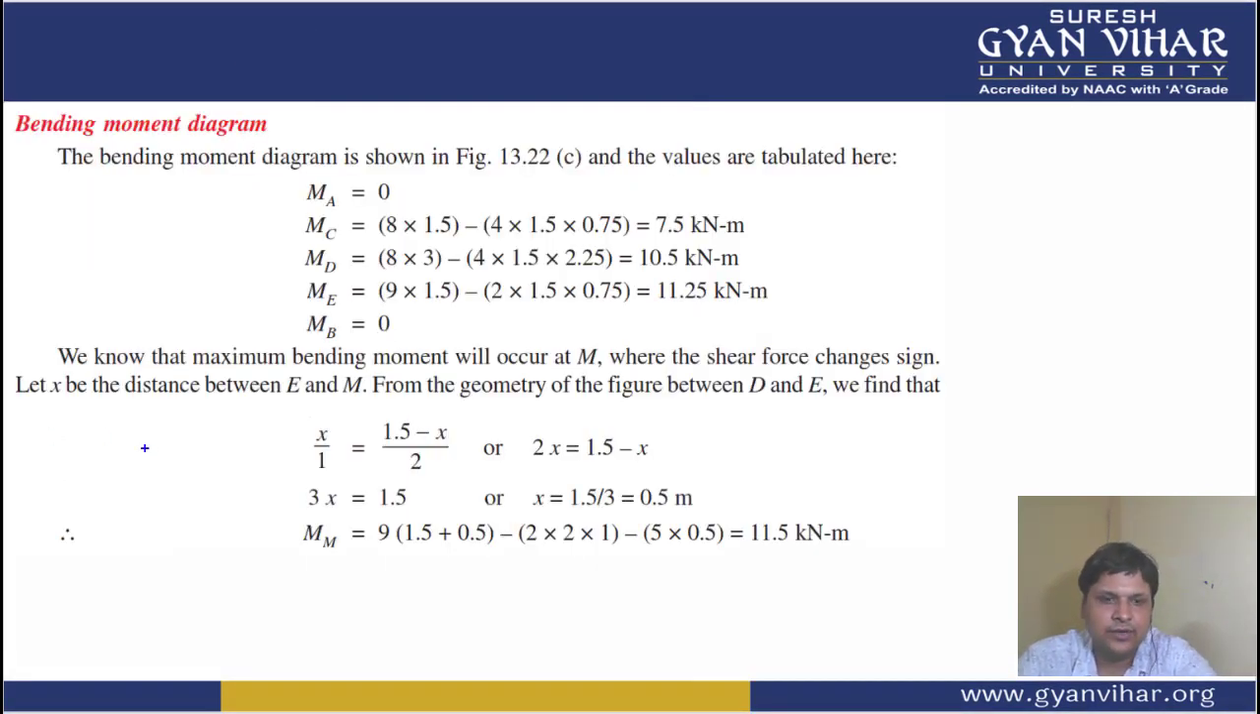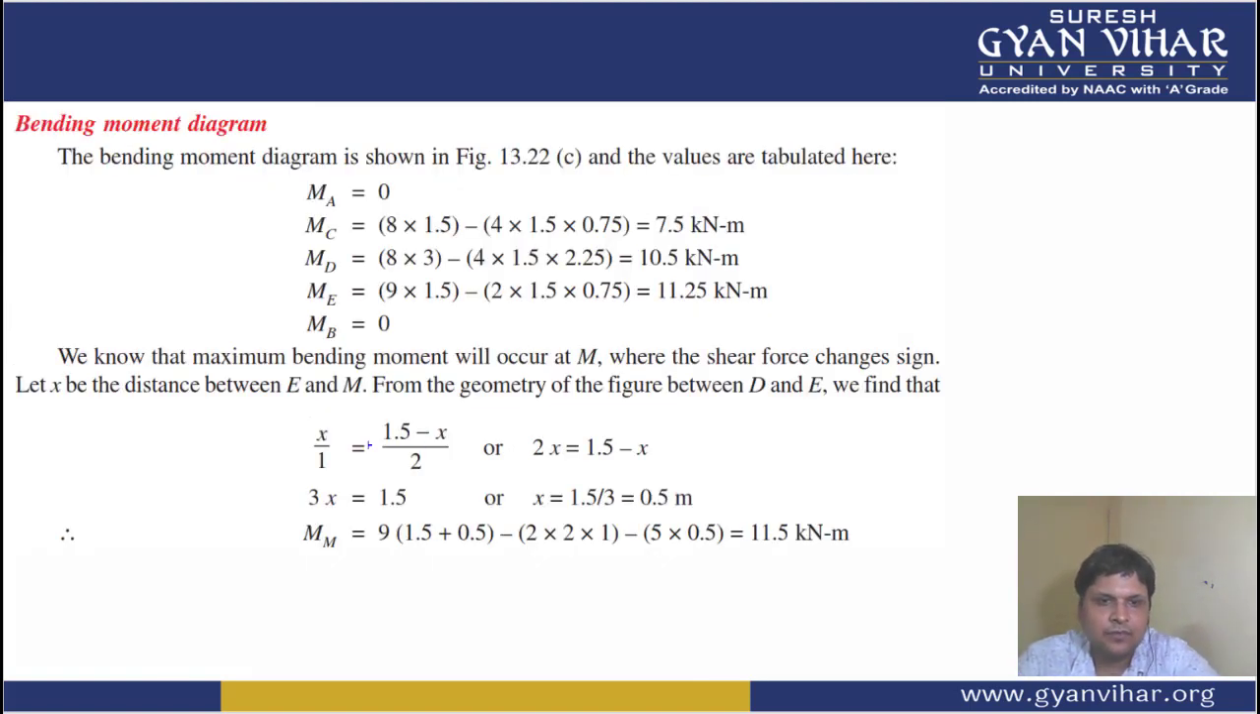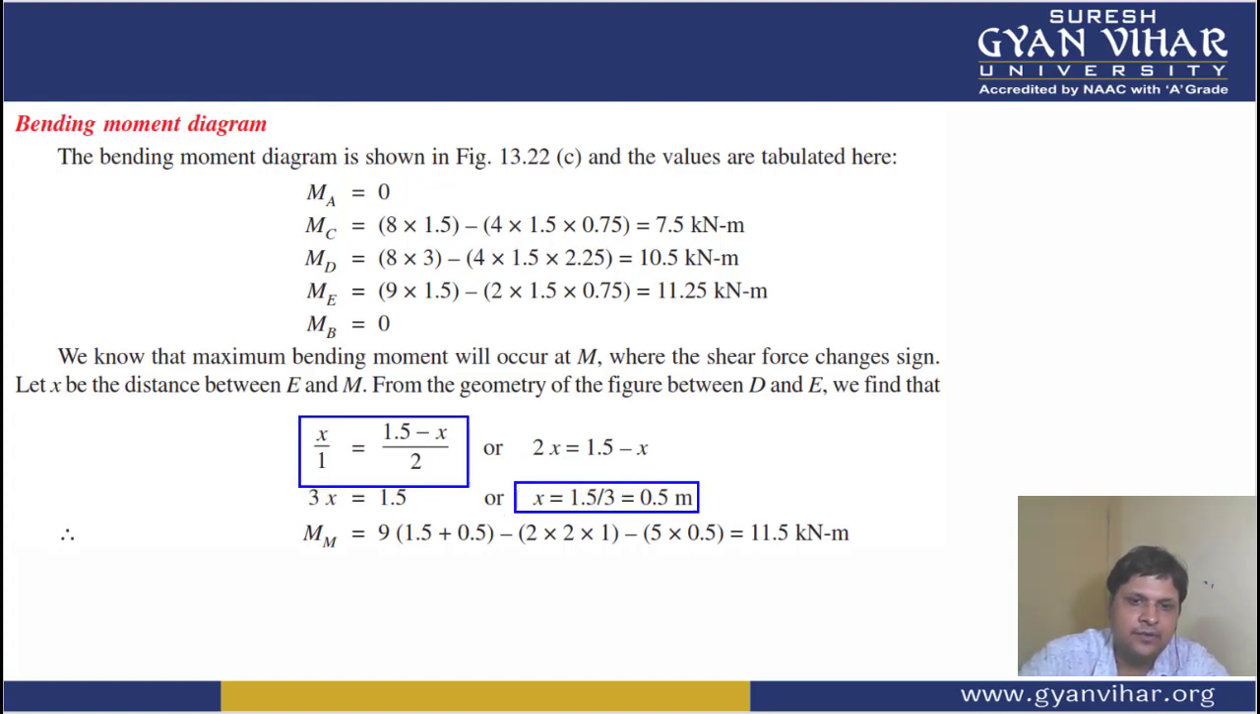For calculation of this x, you will do one thing. These two triangles which I am making, DM2 and 1ME, this 1 and this 2 are both similar to each other, and due to this we can write that the ratio of their corresponding sides will be equal. So we can write that x by 1 is equal to 1.5 minus x divided by 2. By this we have calculated the value of x. So this has given us the distance.